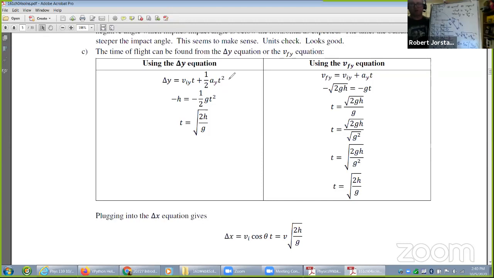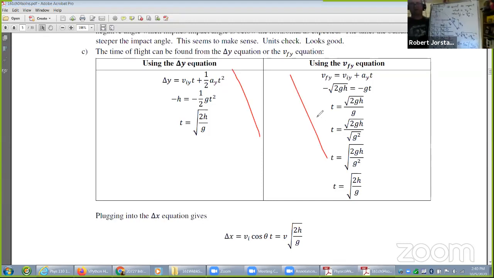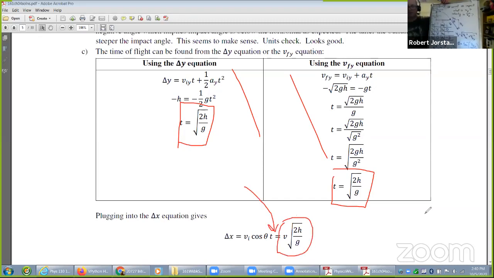So this is one way to do it. This is another way to do it. They both get the same answer for time. Then you just take that time and shove it in right there, and you get this weird result. That's not too bad. You could check the units, and it does work out. I'll let you do that on your own later.